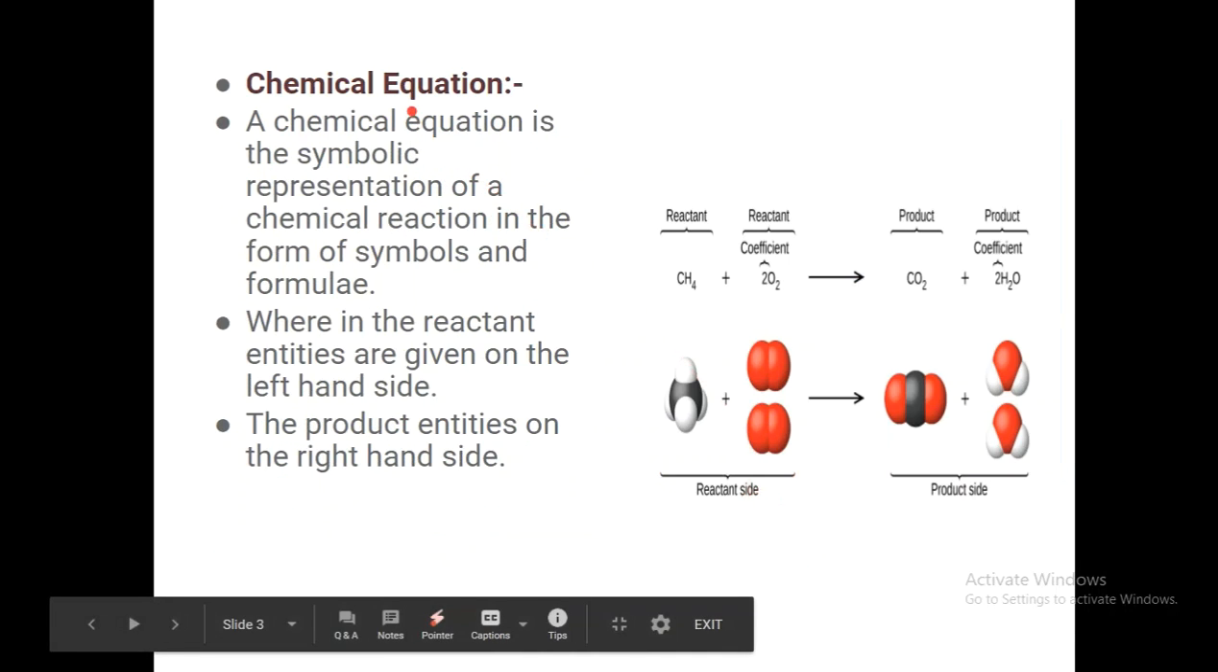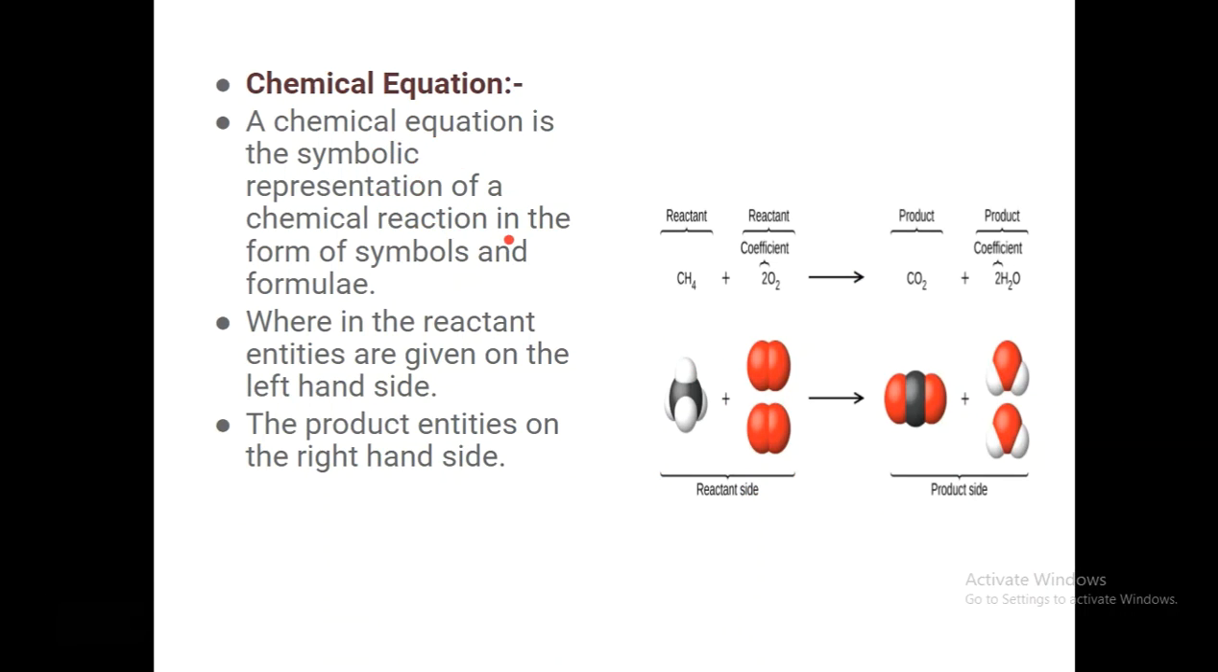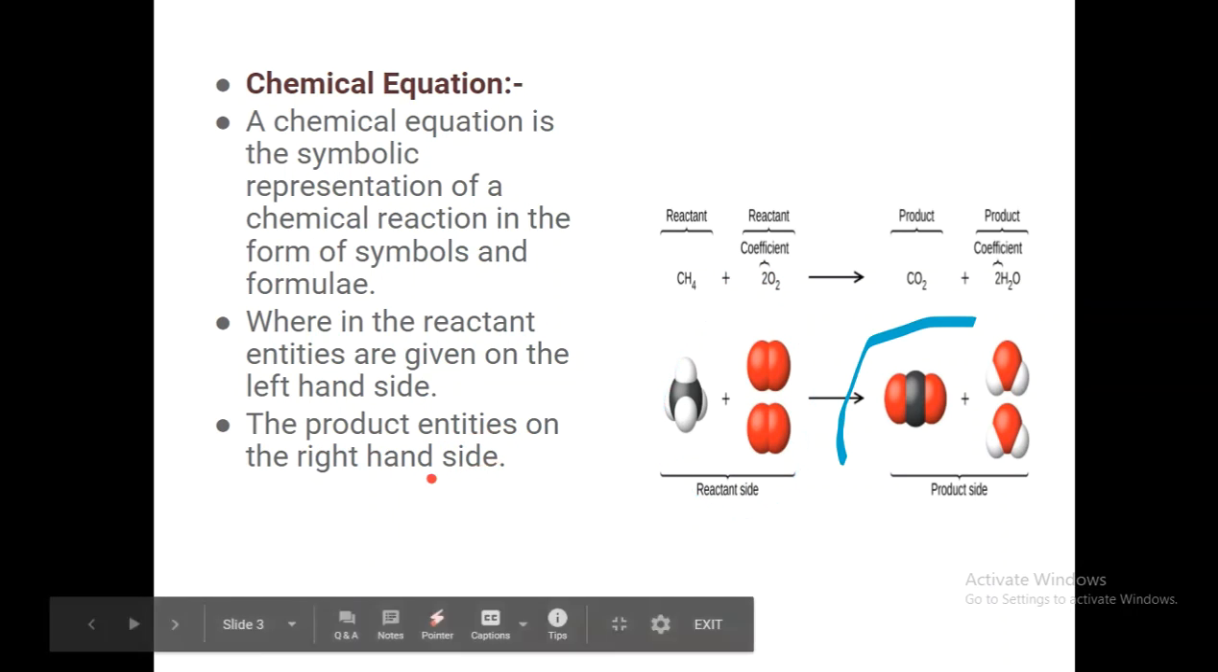Then moving on, chemical equations. A chemical equation is the symbolic representation of a chemical reaction in the form of symbols and formulae. So simply we call it a formula, or chemical equation. As you can see, CH4 plus 2O2 gives CO2 plus 2H2O. This is what we call a chemical equation. This side we call the reactants, and this side we call the products. The reactant entities are given on the left hand side, and the product entities on the right hand side.